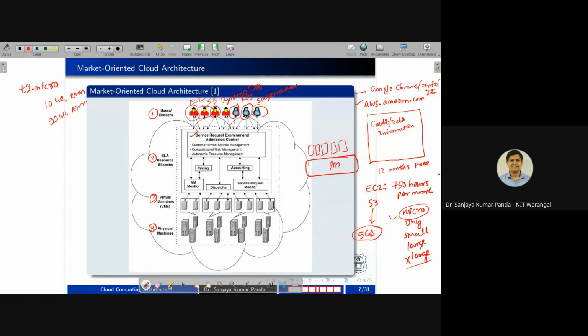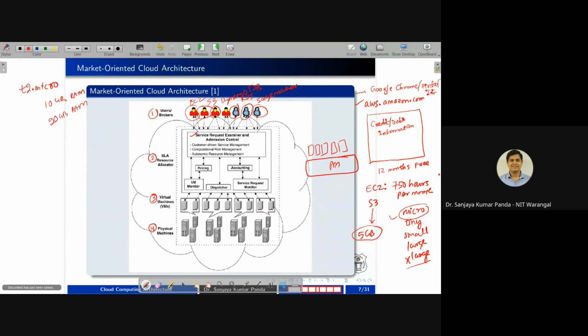Initially you agreed on 5 virtual machines. Later you are requesting another virtual machine. It is not possible to provide it because there is a limitation, right? Your maximum requirement that can be fulfilled is 5. But if you exceed by 1, then that may be moved to another physical machine to provide the resources, right? So the service request examiner and admission control unit take care of that, right?